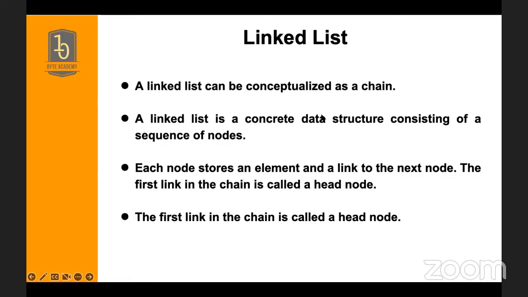A linked list will have nodes as elements. Each node stores an element and a link to the next node so that it is connected. The first node, or the variable which is pointing to the first node of the linked list, is called the head or head node. The first link in the chain is called the head node.